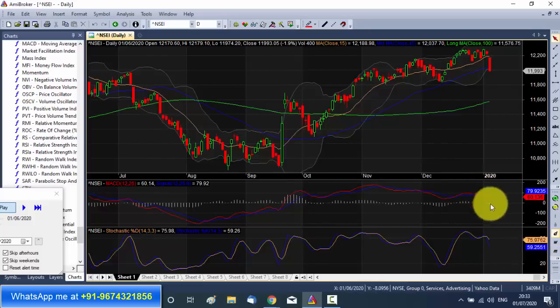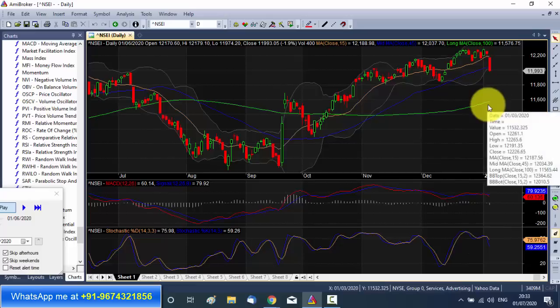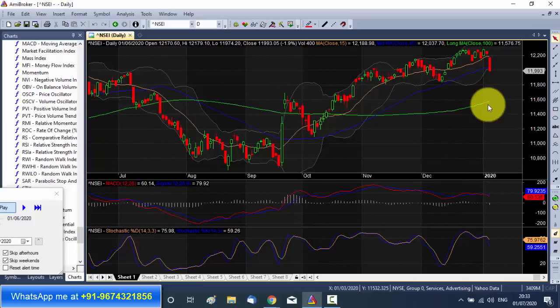So MACD is heading down, the stochastic is heading down, and the price is heading down. That means it is a weak trend. The trend is down. So Nifty's trend, daily trend is down. So now how we can follow this daily trend on intraday market, on intraday charts. So let me show you the intraday charts.